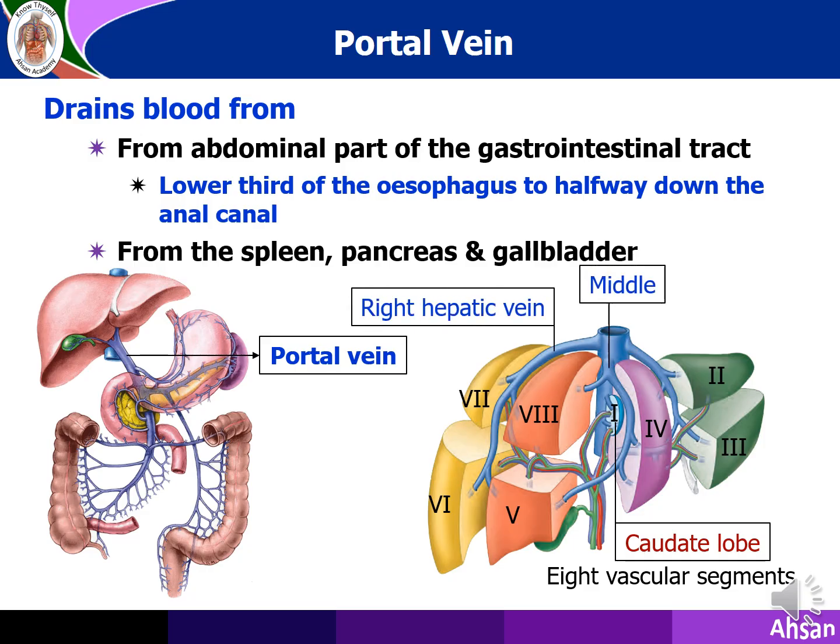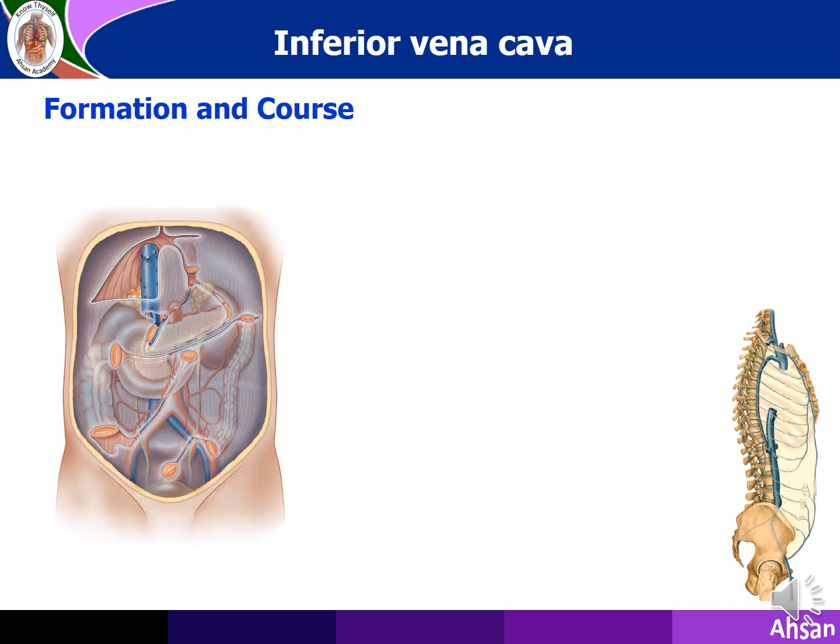This is the right hepatic vein, this one is the middle hepatic vein, and this is the left hepatic vein. So we got that idea about the portal circulation. This is the inferior vena cava finally receiving all the blood. Now let us go for the systemic venous drainage.